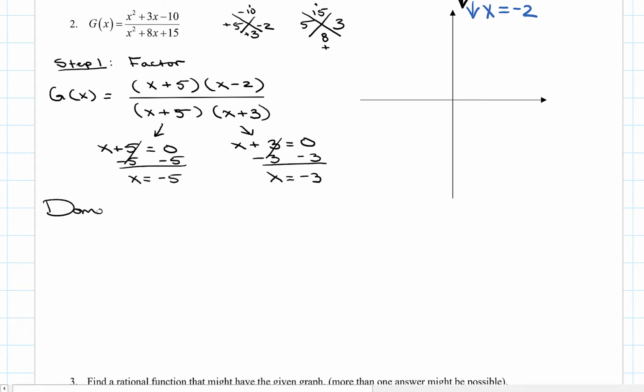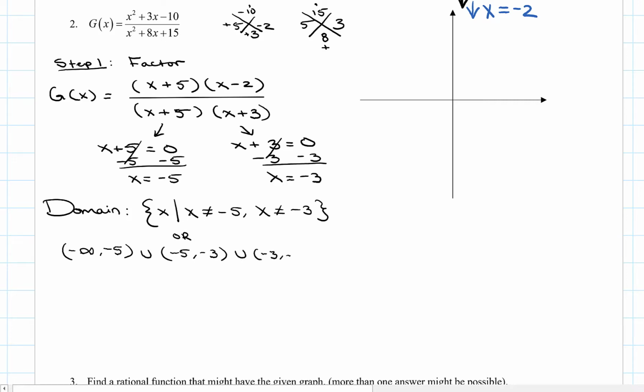disappears. So our domain here is going to have two restricted values. X, the set of all x, such that x cannot equal -5 and x cannot equal -3. And we could also write this in interval notation as the open interval from -infinity to -5, union the open interval from -5 to -3, union open interval from -3 to infinity.